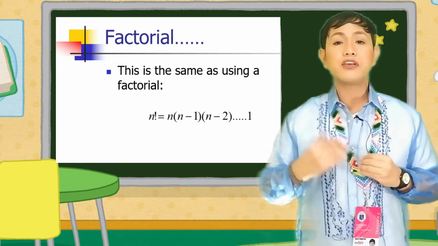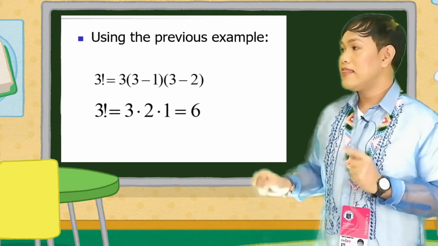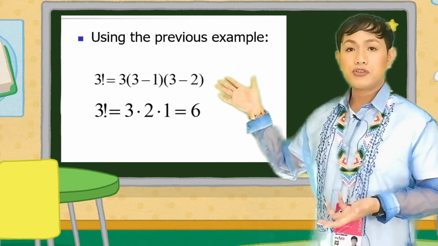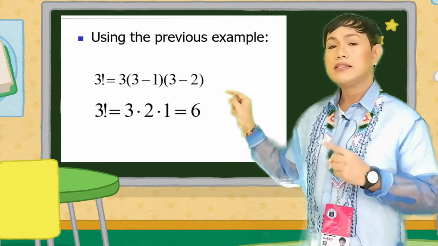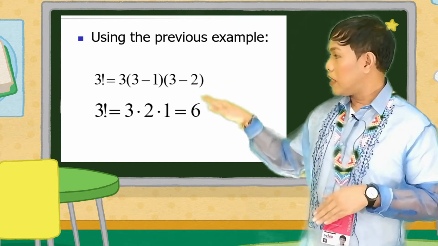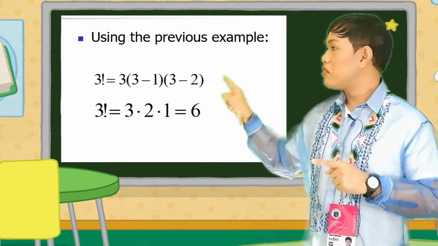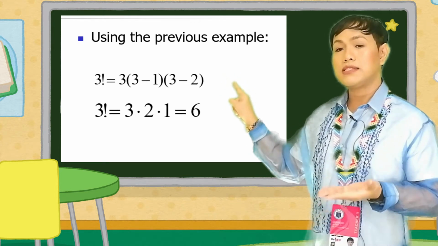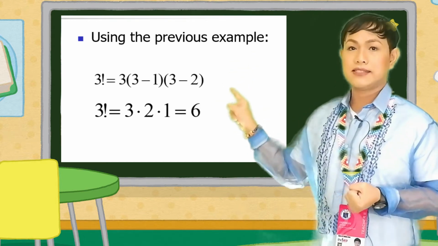Using the previous example, for us to be able to use the factorial notation, this would simply mean 3 factorial is equal to 3 times the quantity of 3 minus 1 times the quantity of 3 minus 2. Now we are going to bring that down. 3 factorial is equal to 3 times 2 times 1, and that is equal to the same answer as we had a while ago, equal to 6.